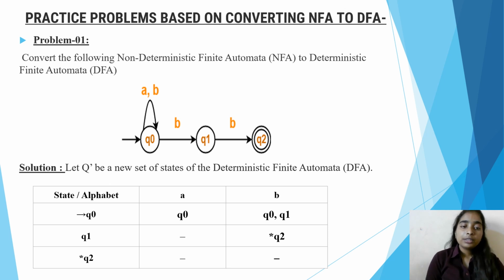Let Q' be a new set of states of the deterministic finite automaton. In this table, we can see the state transition elements, that is A and B. The start state is Q0. Q0 on A is Q0 only, and Q0 on B consists of Q0 and Q1, because it's an NFA, that is, it consists of multiple transitions between two states. Q1 on A has no states, and Q1 on B is only Q2. Q2 on A has no transition, and Q2 on B also has no transition.